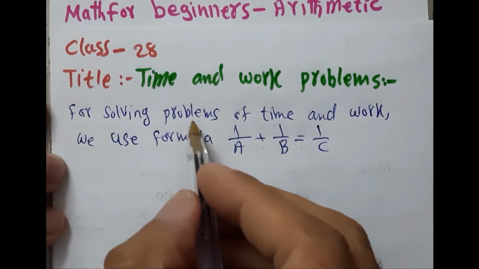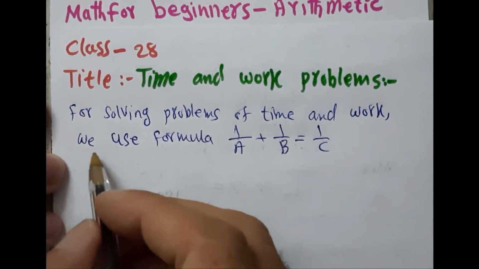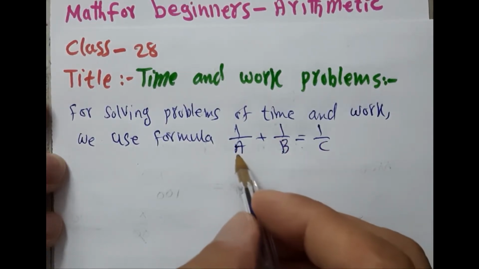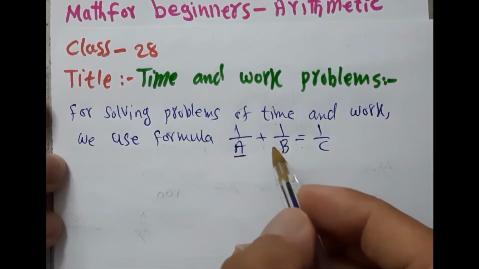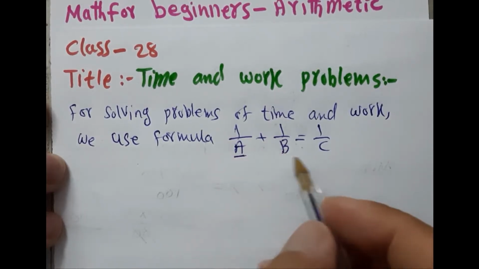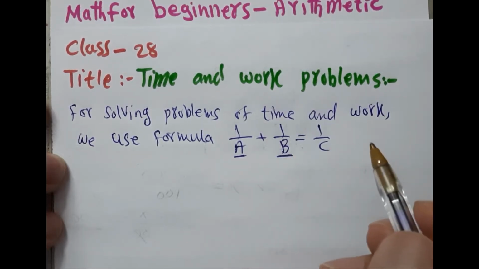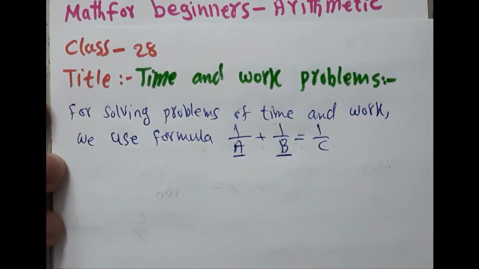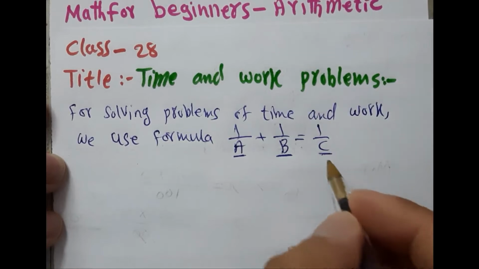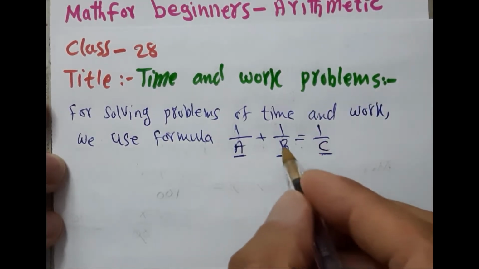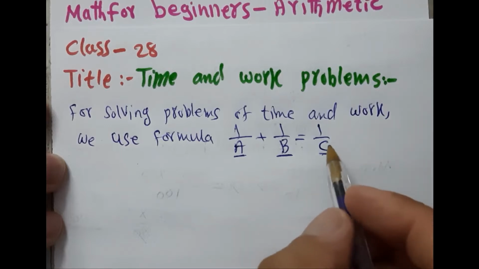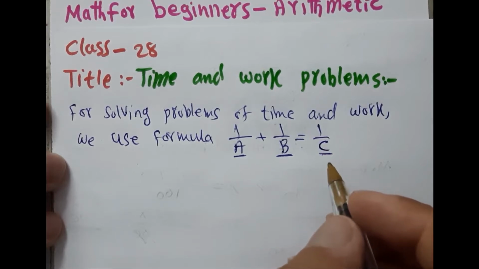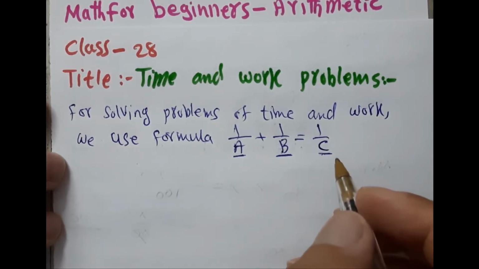For solving problems of time and work, we use the formula 1 by A plus 1 by B is equal to 1 by C. A is the time a person individually takes to finish the work. Also B is the time another person takes working individually, and C is the time in which both A and B working together finish the work. It is the original formula for solving time and work problems.